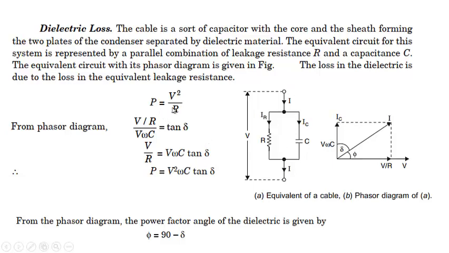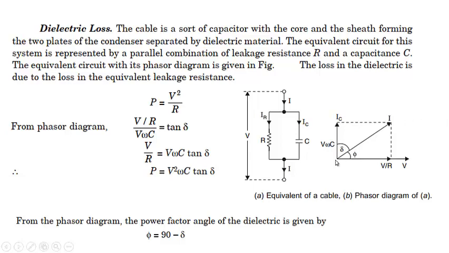So P is equal to V square by R, where V is the operating voltage of the cable and R is the leakage resistance, also known as the insulation resistance. This insulation resistance is sometimes not given or is difficult to calculate, but this delta is actually inherent to the cable. It is usually given in the data sheet, so by using that value you can calculate this P in the normal operating conditions.